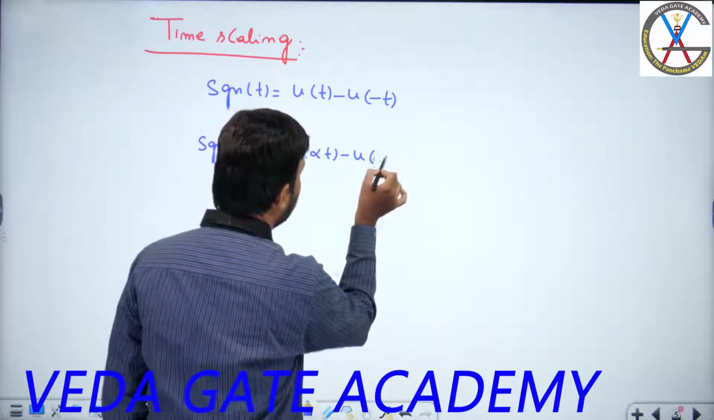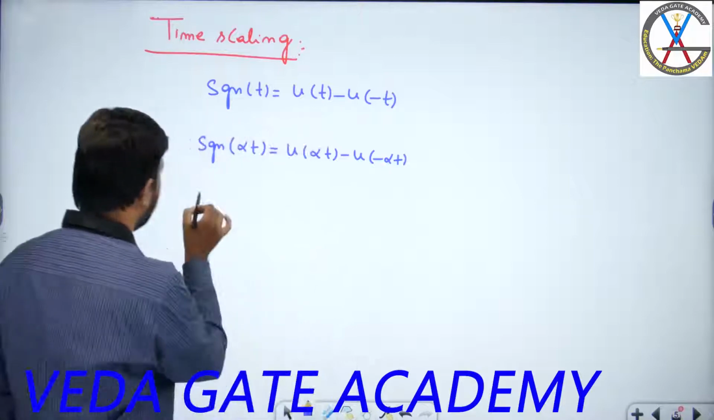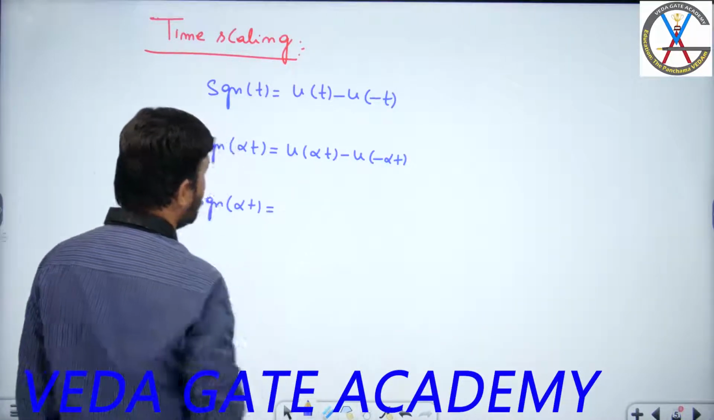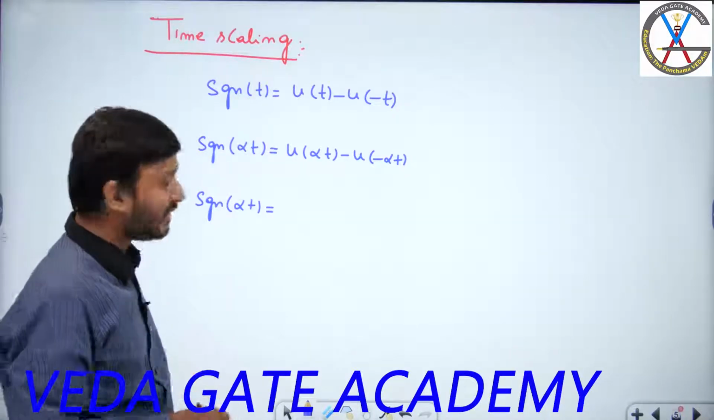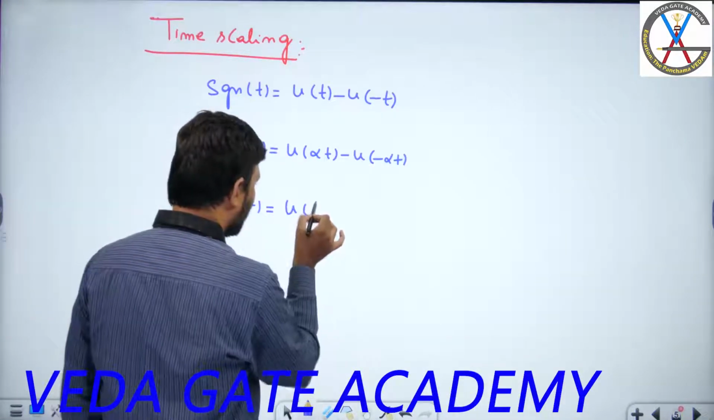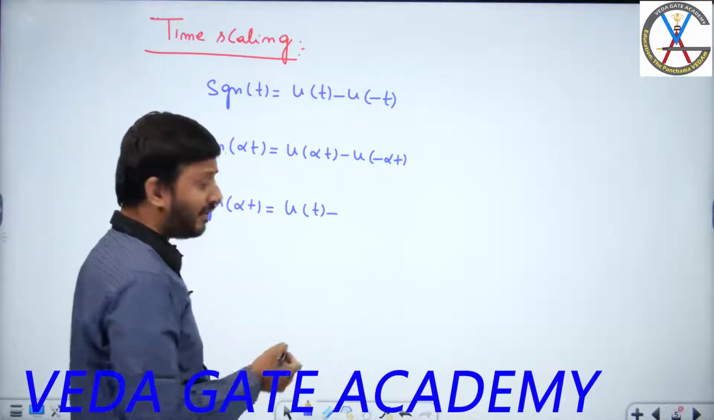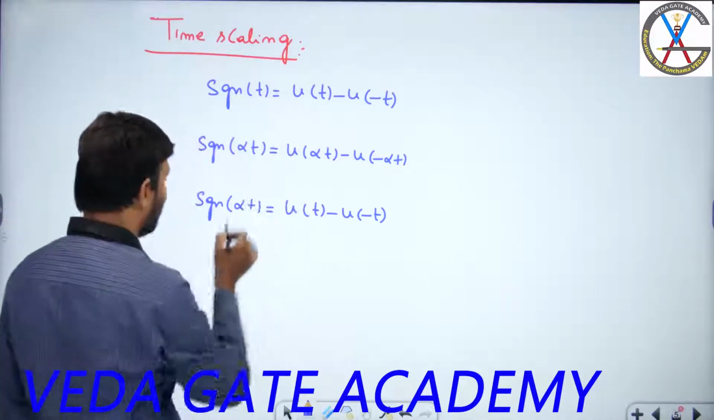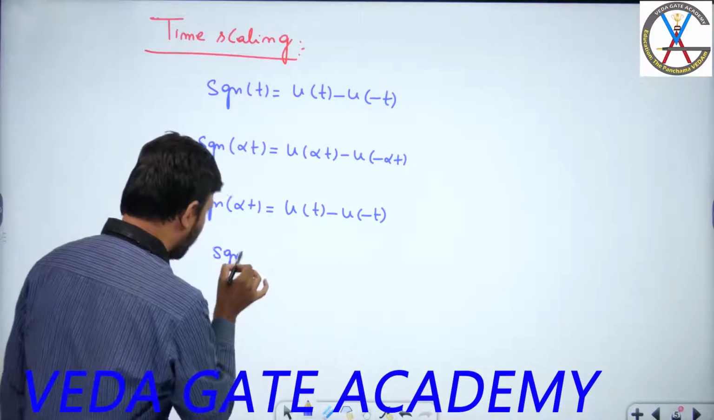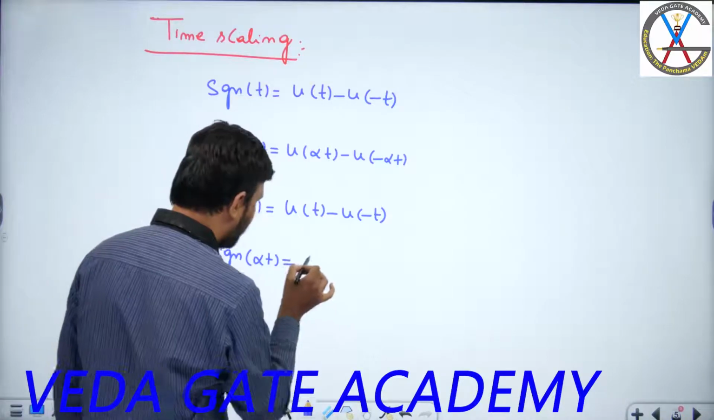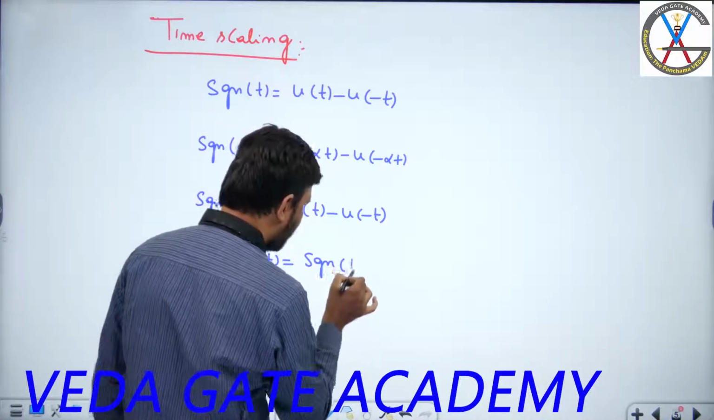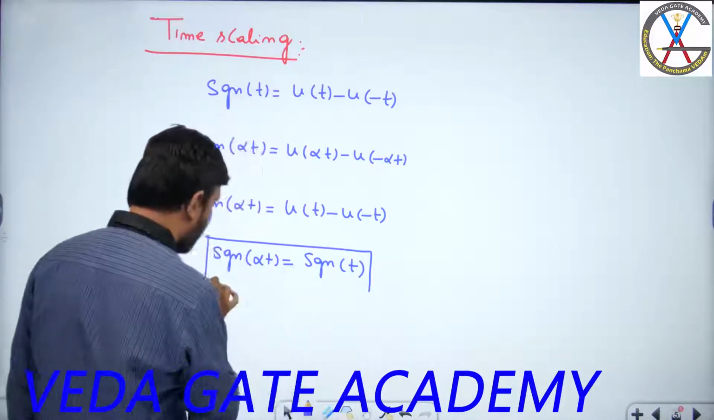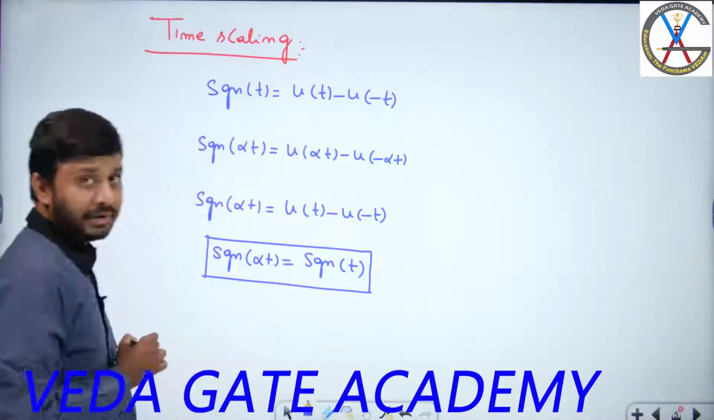U of alpha t minus u of minus alpha t. Or signum of alpha t is equal to u of alpha t is what? From the previous class discussion, u of alpha t is u of t, and u of minus alpha t is u of minus t. But u of t minus u of minus t is what? Signum t. Or signum of alpha t is nothing but signum t. Very, very good. Signum of alpha t is nothing but signum t.